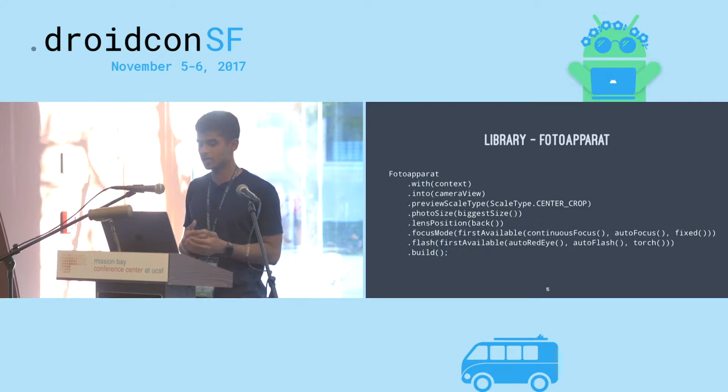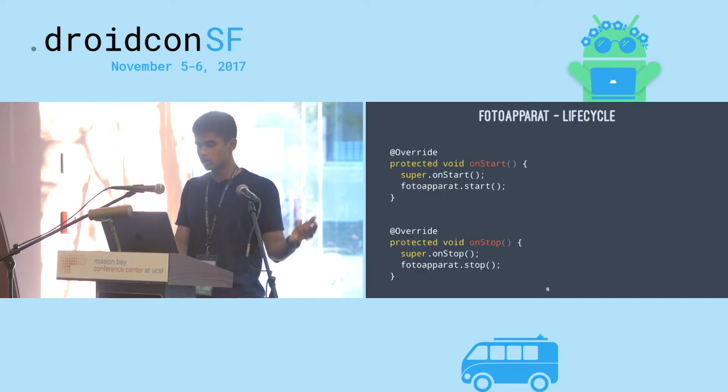It provides a really nice API. You can start with continuous focus, autofocus, or fixed. Then flash, first available again, means the same thing. If it has red eye, pick red eye. If it has flash, pick flash. If it has torch, pick torch. And it's pretty safe. Like, if it doesn't have any of these features, it's not going to crash on you. And then just call build. Then just 2 lines of code.